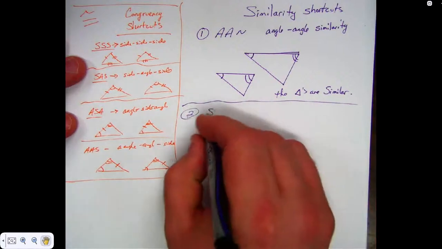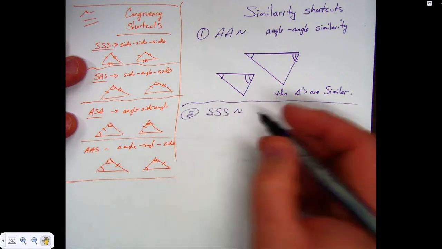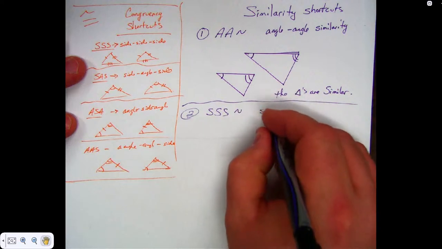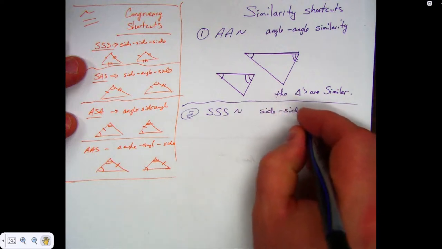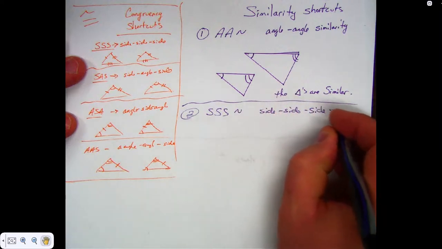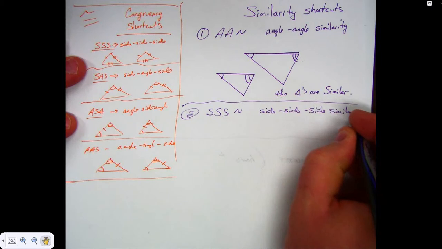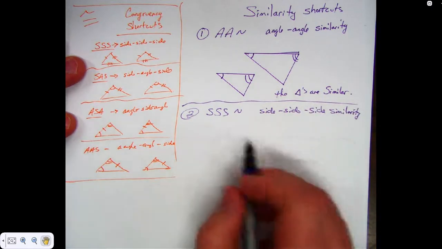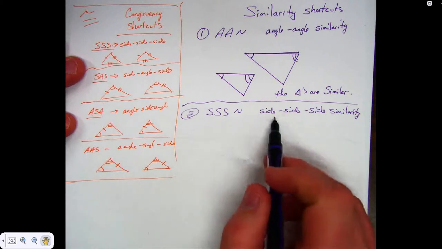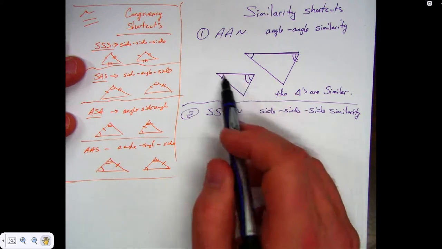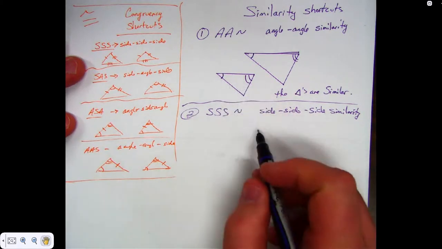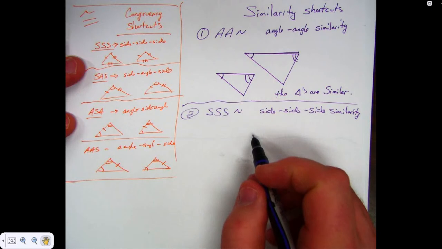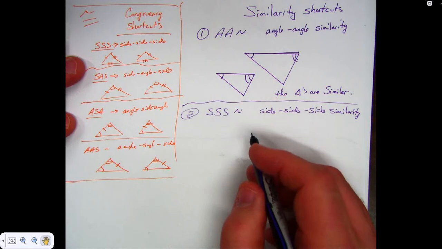The next one. What does that mean? Side, side, side. Similarity. Now, I am going to use some words here. Here's the thing. This one was pretty easy to explain because we're talking about congruency, though. But the sides are not congruent here. So what do you think this is referring to? The sides being what?